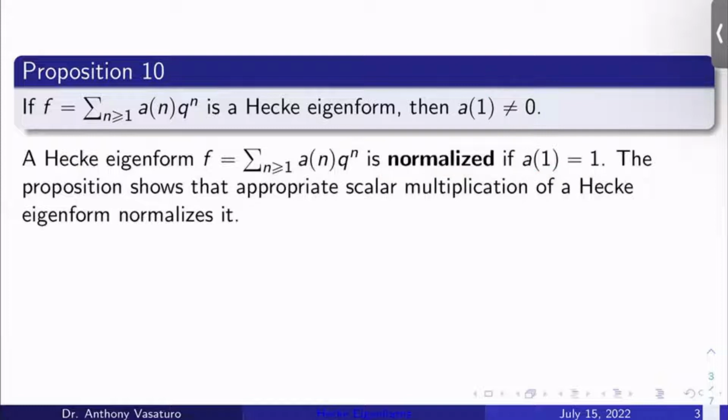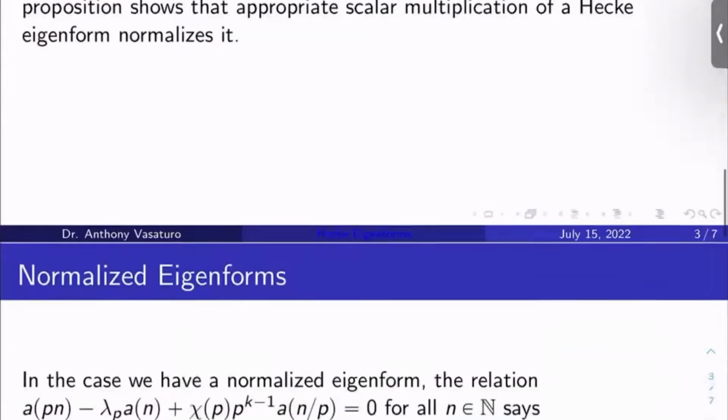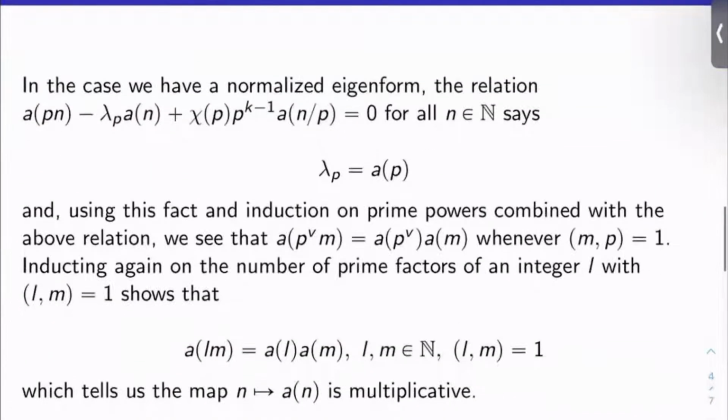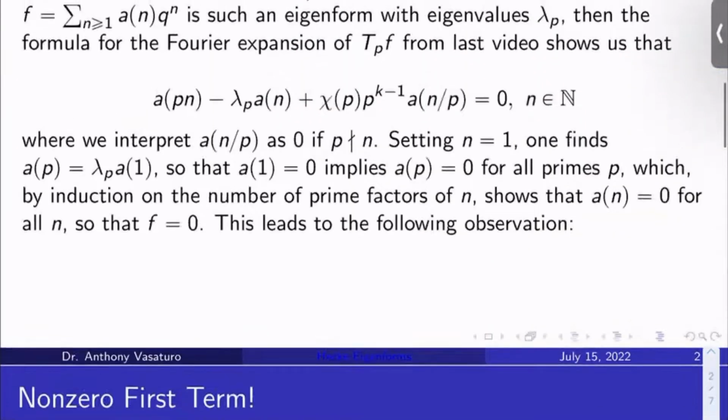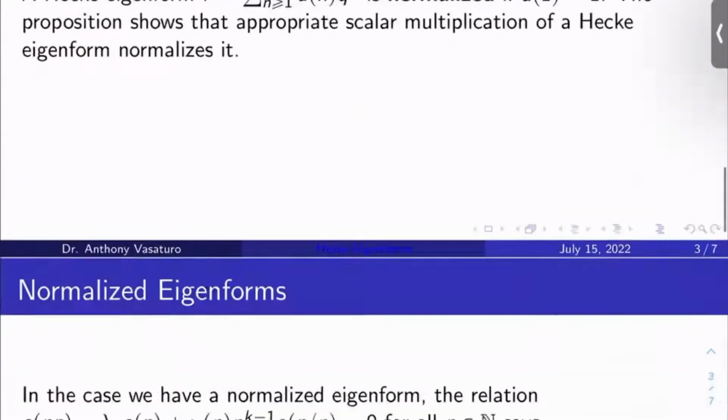And so what this proposition says is, if you give me a Hecke eigenform, there is an appropriate scalar I can multiply it by to normalize it, to make its first coefficient 1. Now, if I have a normalized eigenform f, the relationship above, a(pn) minus lambda_p a(n) plus chi(p) p^(k-1) a(n/p) equals 0 for all n, says that lambda_p equals a(p). In fact, it'd probably be better for me to just reference this equation right here. Lambda_p is a(p) because a(1) is 1.